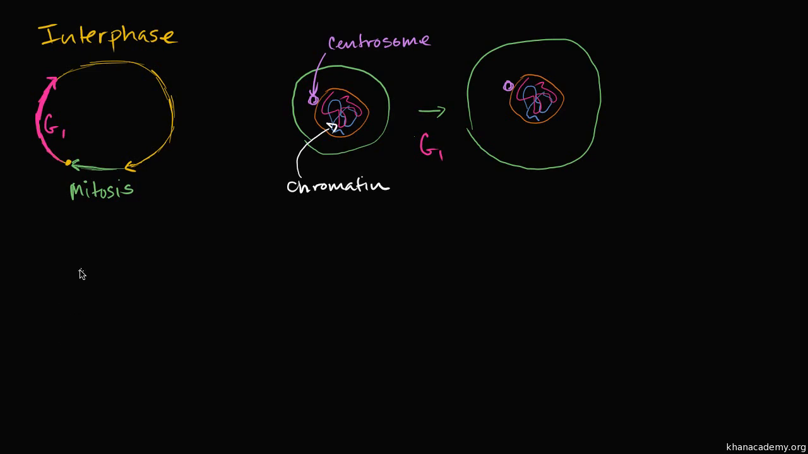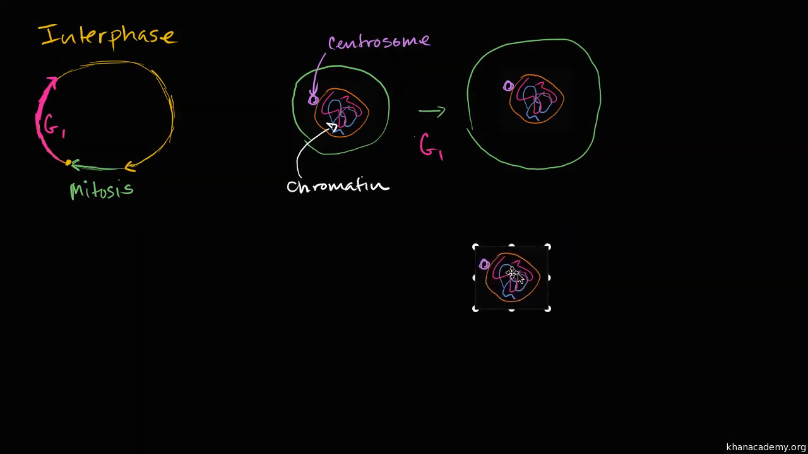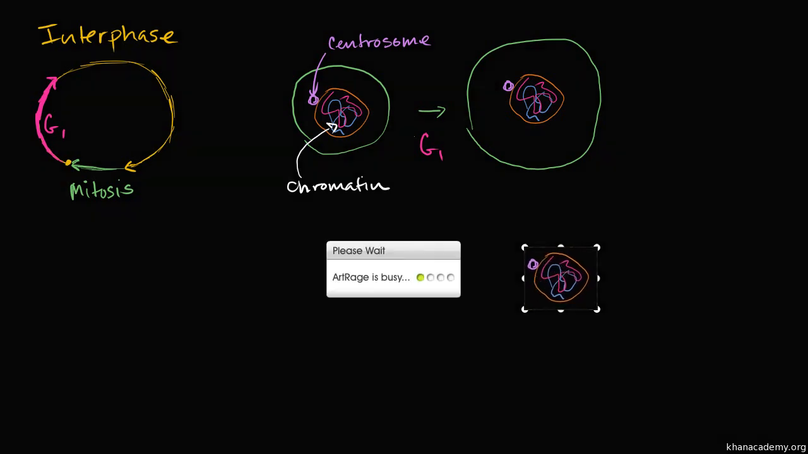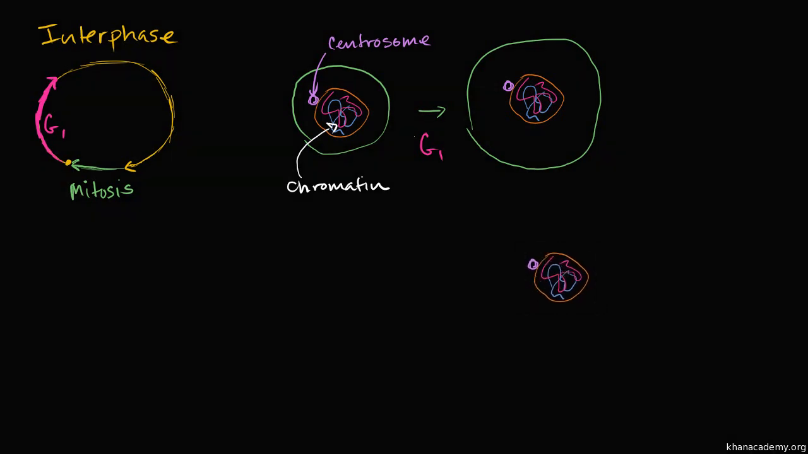But then you can imagine, well, look, it's going to need to replicate the information that's coded by the DNA at some point. And actually, this happens before mitosis. And so let's depict that. So let me draw the nucleus and the centrosome again. Let me draw that again, and let me draw the cellular membrane, this nice, healthy, growing cell.